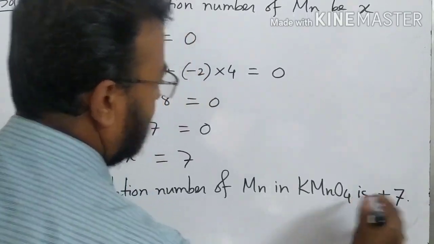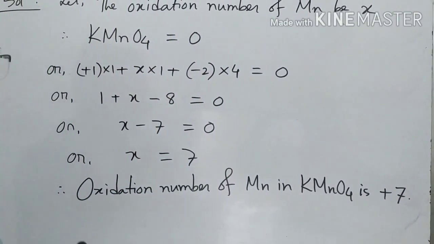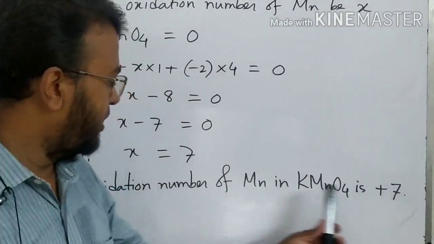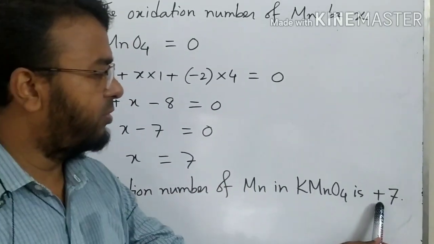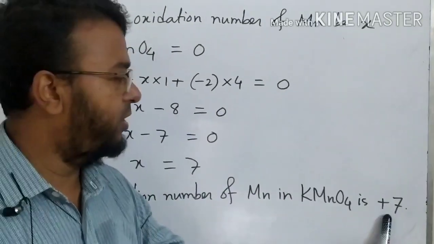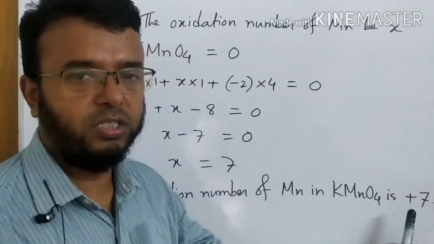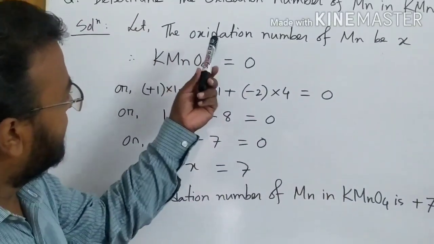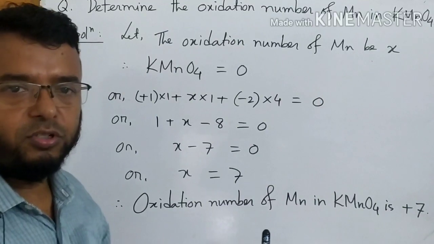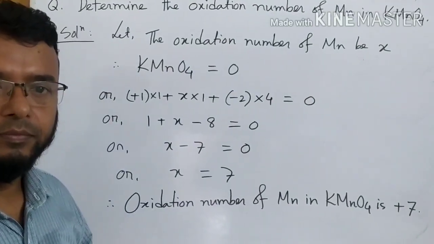All of you see that when you mention the oxidation number, it must have a plus or minus sign, whatever it is. So it is plus, it will be +7. You must write it +7, otherwise you will not get the full marks. Okay, how to find out the oxidation number I have shown. All of you write it.